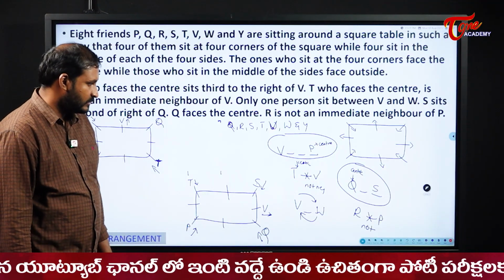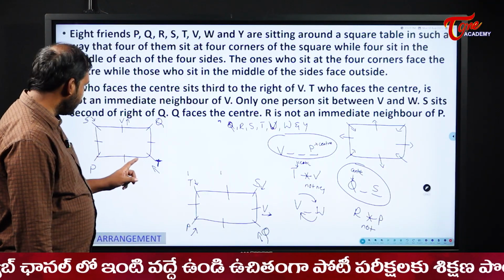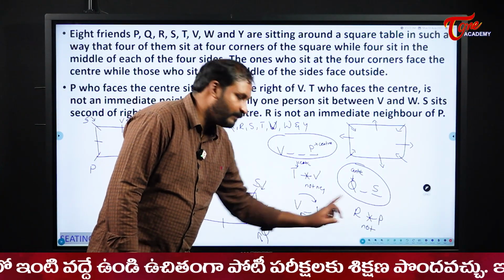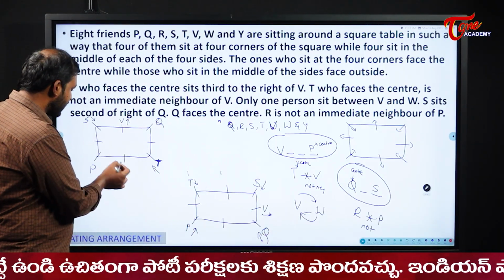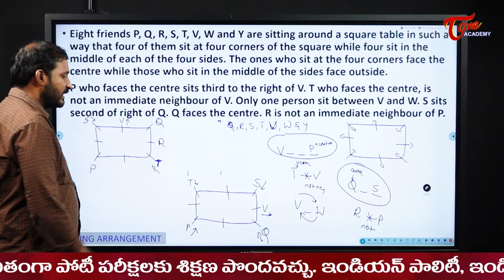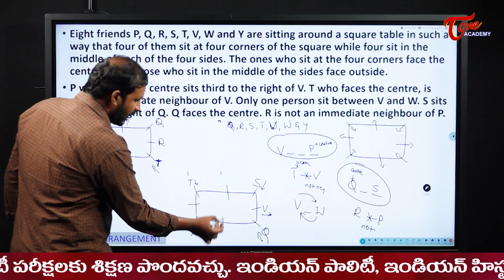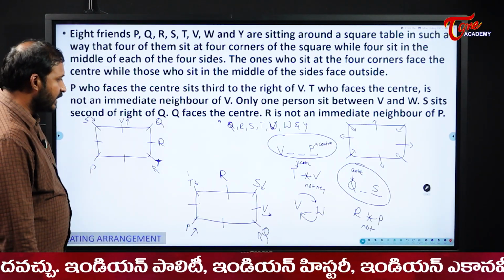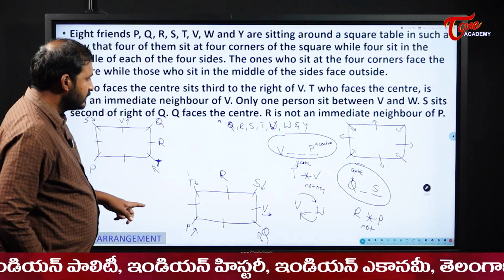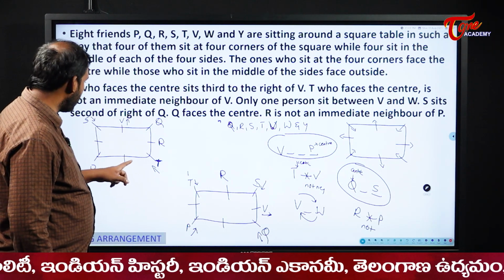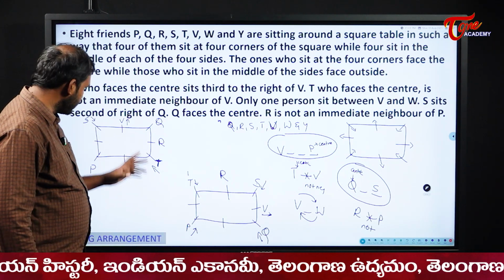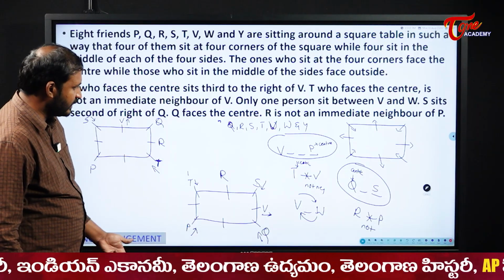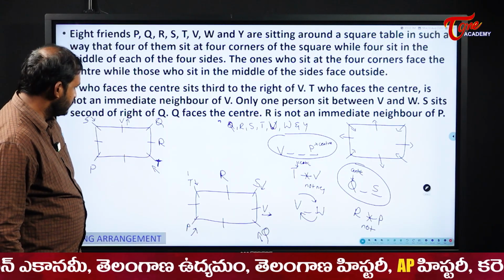Between V and W I should have how many persons? 1 person. And they are telling that R is not a neighbor of P, which means I cannot put R here or here. So definitely R will come here. That is the only chance for me. Next, the other one is T is not a neighbor of V. So there is no chance. T is not a neighbor of V anyway. T is facing the center.